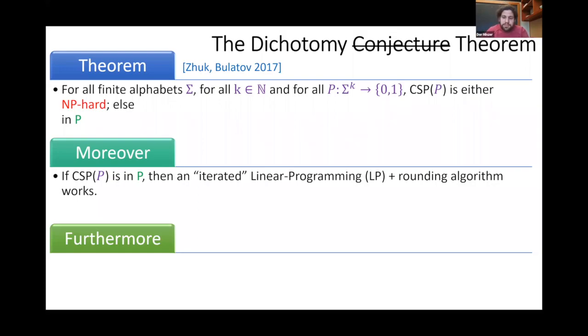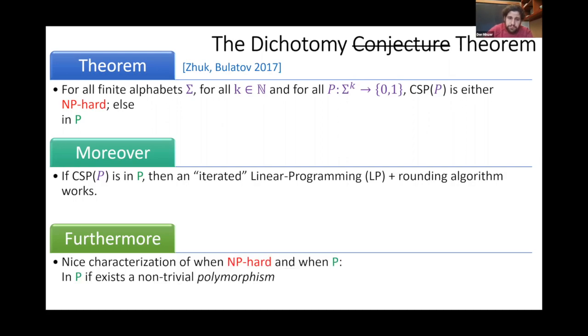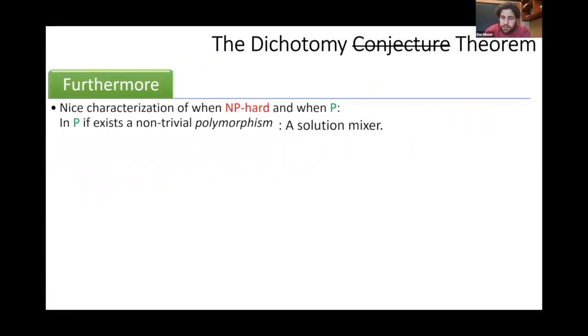But the theorem is even better than that. It gives you a precise characterization of when the problem is NP hard and when it is in P. And in one word, the characterization talks about a notion called polymorphisms, and in particular, the existence of non-trivial polymorphisms. And I'm going to tell you next what this polymorphism business is all about, but if there are any questions, now is a good time. So what is a polymorphism? So in 2 words, it is a solution mixer. But to say more than that, I'm going to need a picture.